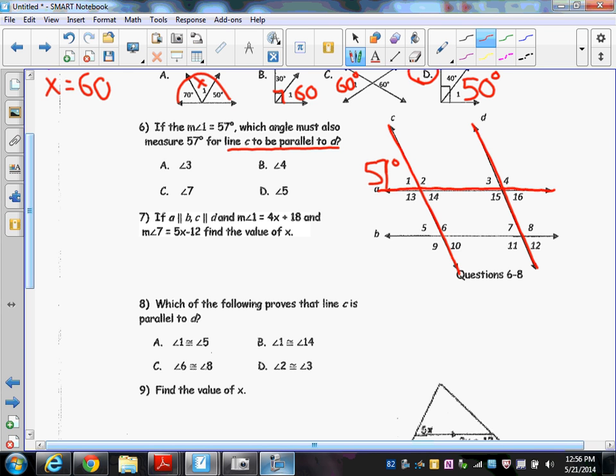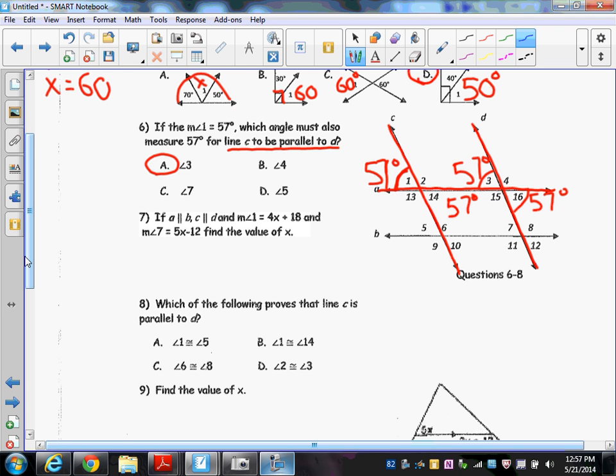So the angle that also needs to be equal to 57 would be angle 3 or angle 16. Angle 14 could be 57 degrees, but it doesn't tell us anything because they're vertical angles. We need the corresponding angles, which are 1 and 3, or the alternate exterior angles, which are going to be 1 and 16. So the answer to this one is A, angle 3.